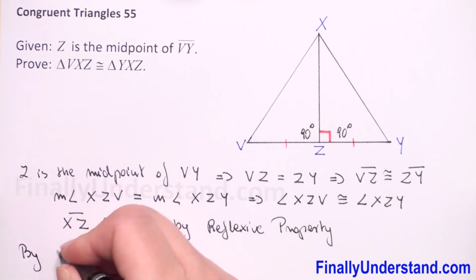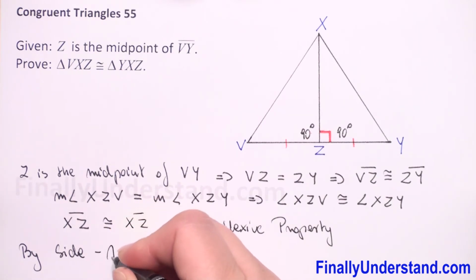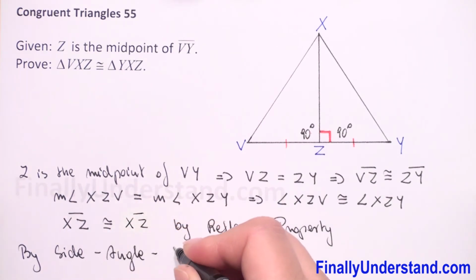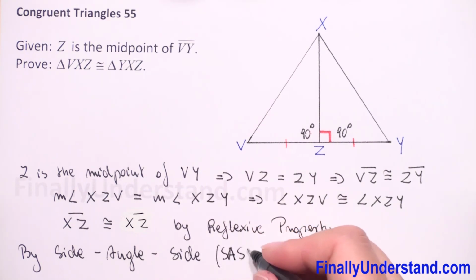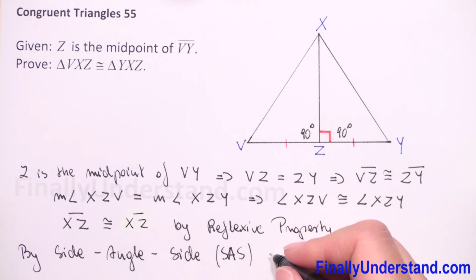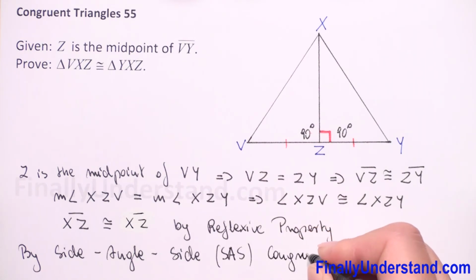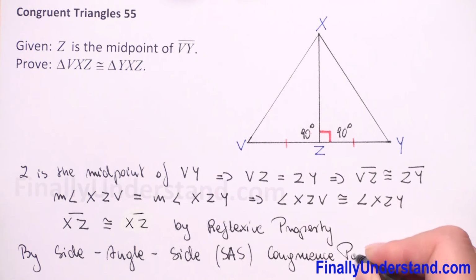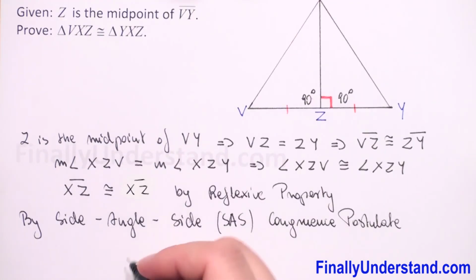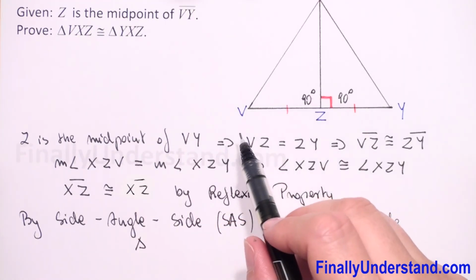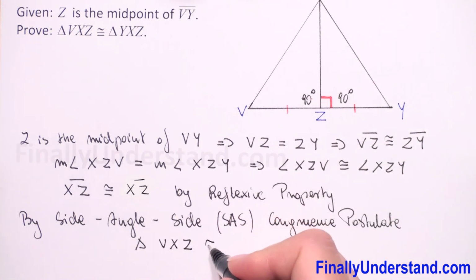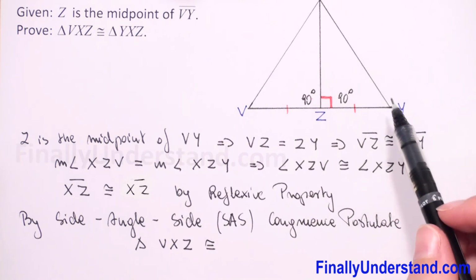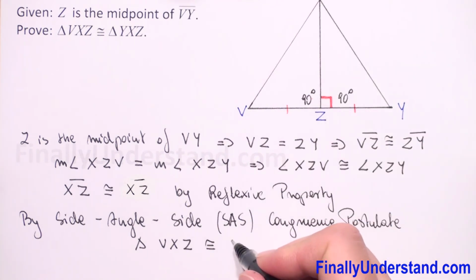So by side angle side congruence postulate, we have that triangle VXZ is congruent to triangle YXZ.